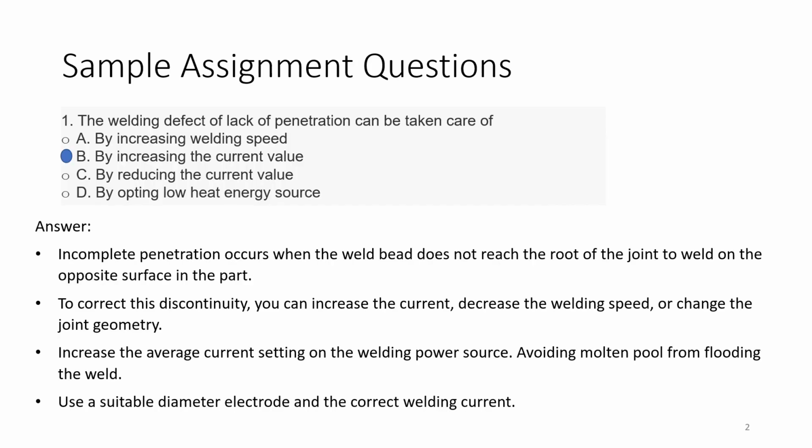Okay, we'll go through the questions once again. The first question was: the welding defect of lack of penetration can be taken care of by increasing welding speed, by increasing current value, by reducing current value, or by opting for a low heat energy source. So the correct answer will be by increasing the current value.